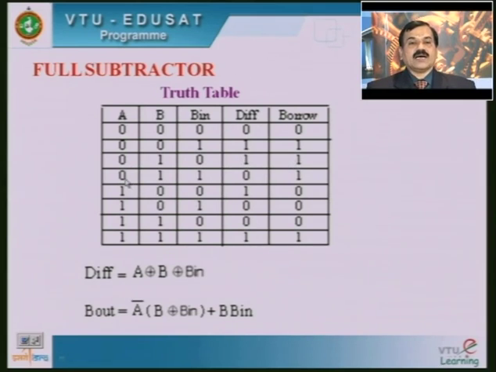If the numbers are like this, A is 0, B is 1 and B in is also 1, then difference is equal to 0 and borrow is equal to 1. Similarly 1, 0, 0: the difference is equal to 1, borrow is equal to 0. Next, 1 minus 1 is 0, 0 minus 0 is 0, hence there is no difference generation and there is no borrow.